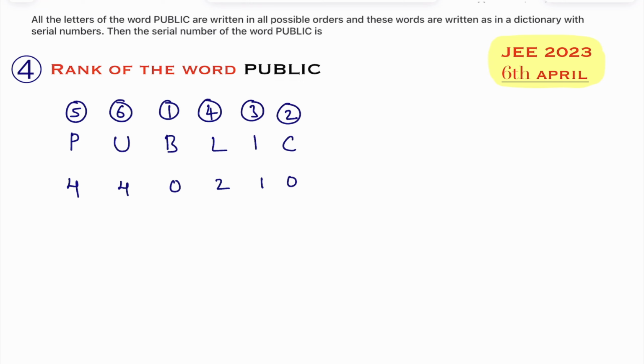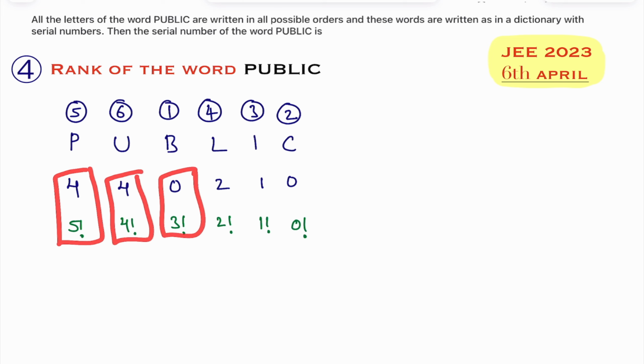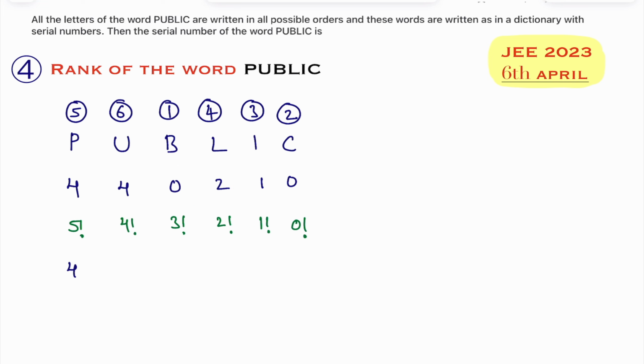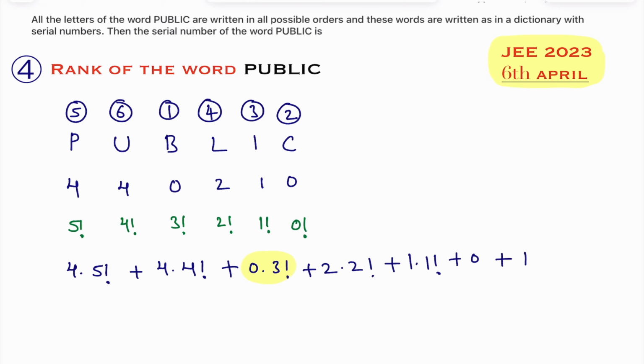After writing like this, you write here 0 factorial. You start from this side: 0 factorial, 1 factorial, 2 factorial, 3 factorial, 4 factorial, 5 factorial. Now, you multiply this set: 4 into 5 factorial, 4 into 4 factorial, 0 into 3 factorial, 2 into 2 factorial, like that you multiply. Later, you add all this: 4 into 5 factorial plus 4 into 4 factorial plus 0 into 3 factorial plus 2 into 2 factorial plus 1 into 1 factorial plus 0 into 0 factorial, which is 0 only. Here, no need to write this. This is also 0. At the end, you write plus 1. You add all these things.